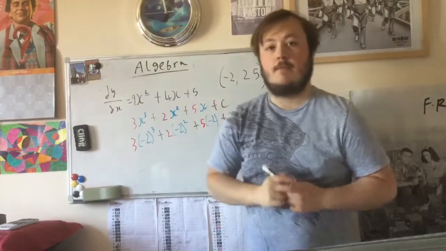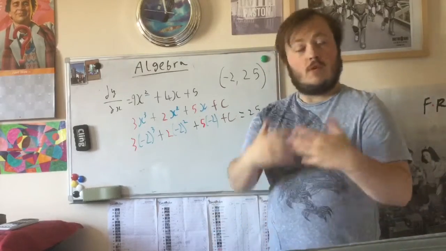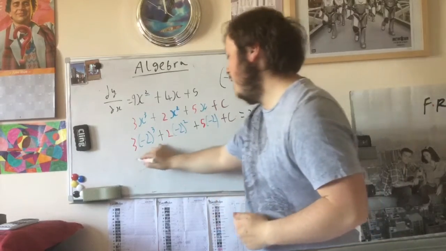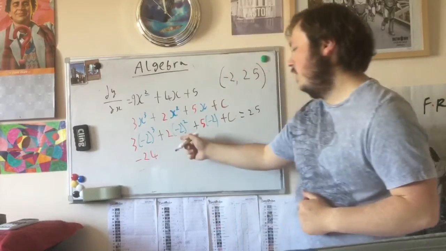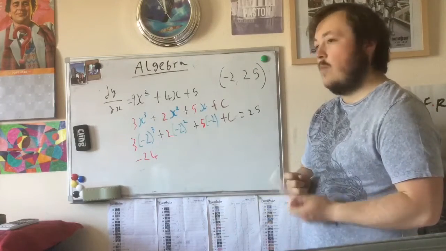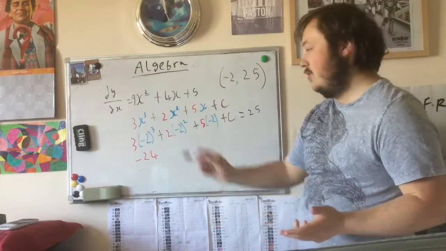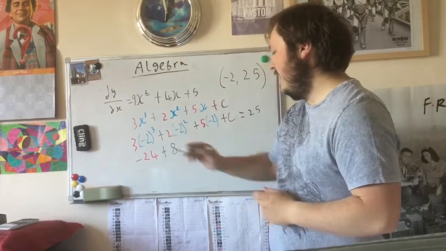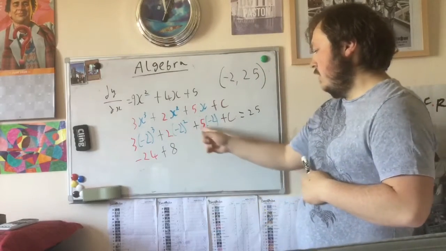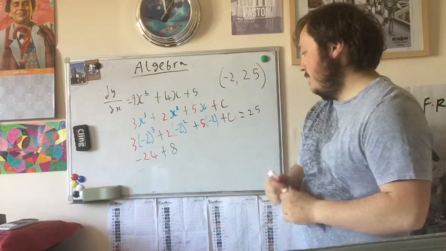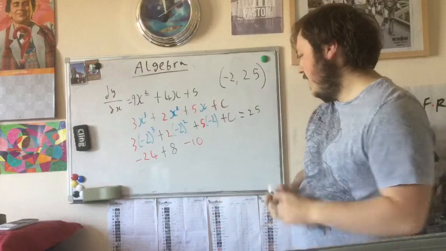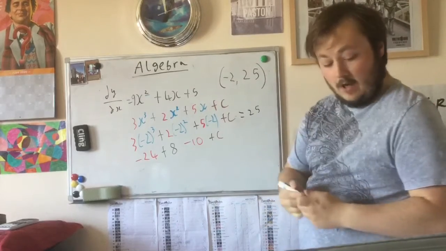So now let's tidy this up a bit. -2 to the power of 3 becomes -8. 3 times -8 becomes -24. -2 squared becomes 4. 2 times 4 just becomes +8. 5 times -2 becomes -10. And then we add c to that, and that will get us our 25.